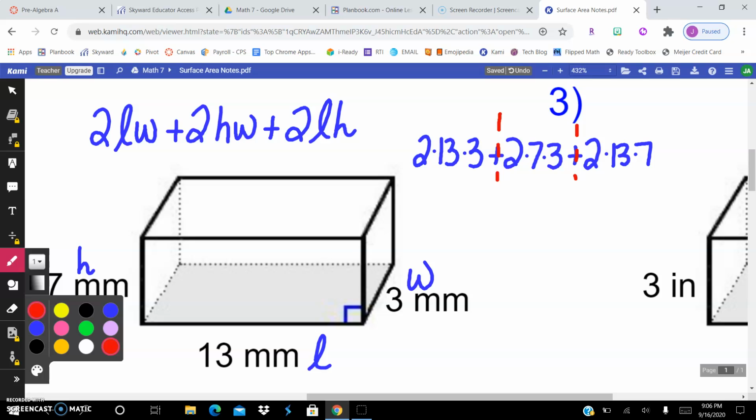So if I were to multiply the 2 times 13 times 3, I would get 78. And then in the middle, 2 times 7 times 3 is 42. And the end, 2 times 13 times 7 is 182. And then we would add those 3 together. We would get 302. These are millimeters. And don't forget that squared.